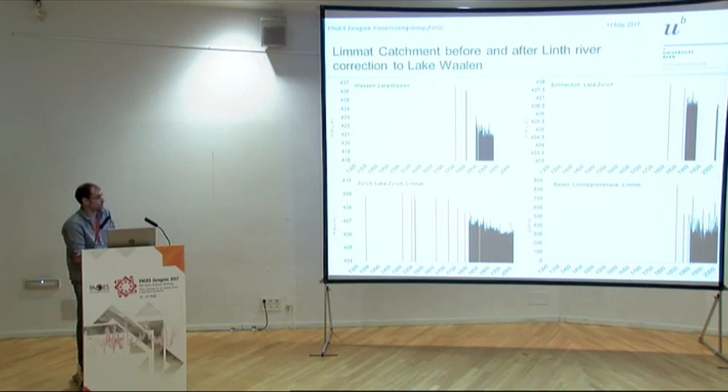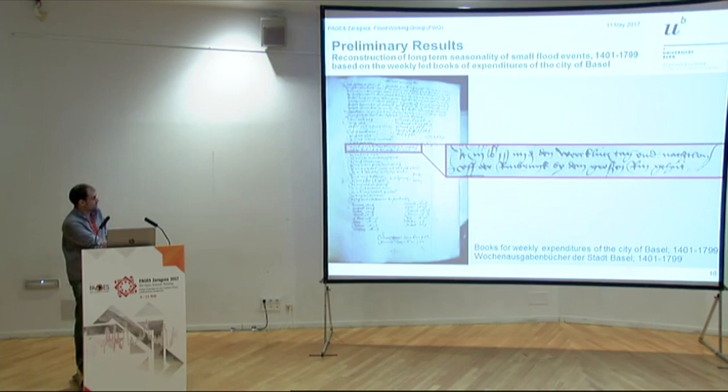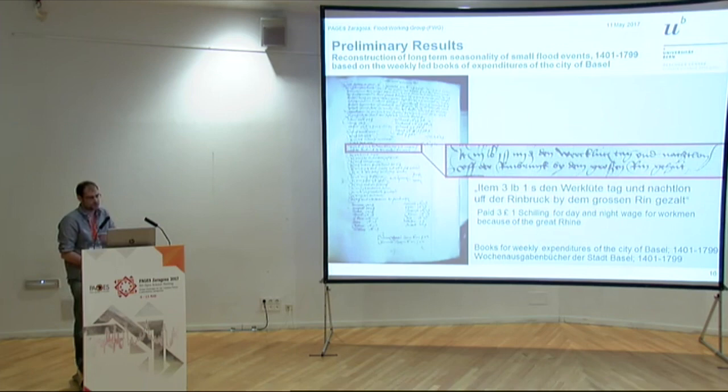So to the final point, preliminary results: reconstruction of long-term seasonality of small flood events based on weekly ledger books of expenditures. That's how they look. They are available from 1401 to 1799. And on this page here, the important information is written. It means they paid £3, 1 shilling for day and night wage for workmen because of the Great Rhine. So this is flood information which we didn't get from the chronicle reports.